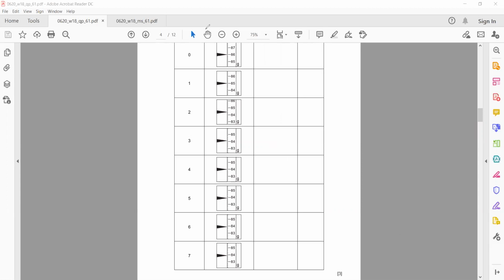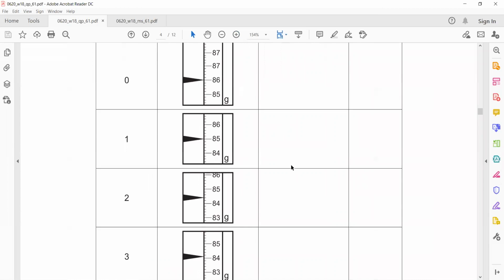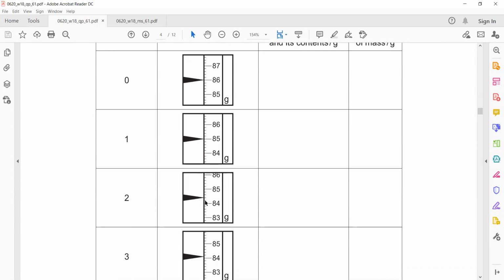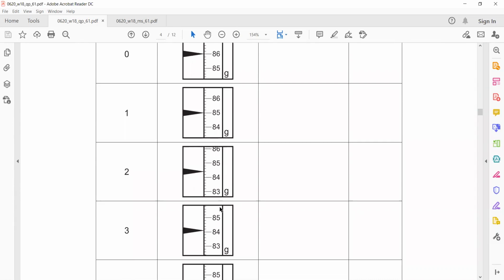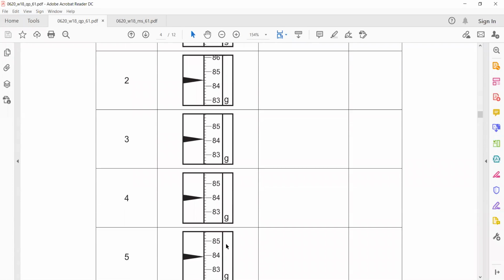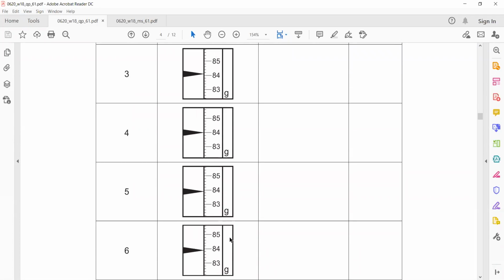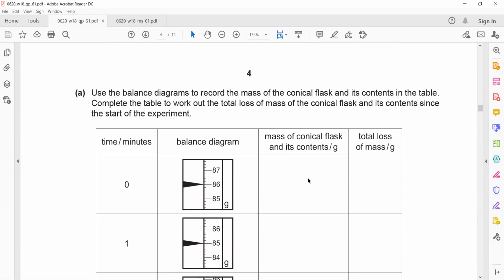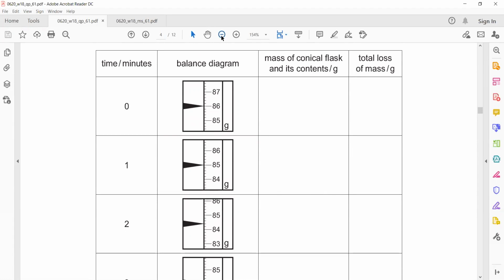Just a minute, I'll zoom in because it looks like 84. So this one is 86, 85, 84.4, 84.1. Yes, it's between, then 84, then 83. So for the last one, it does not change.